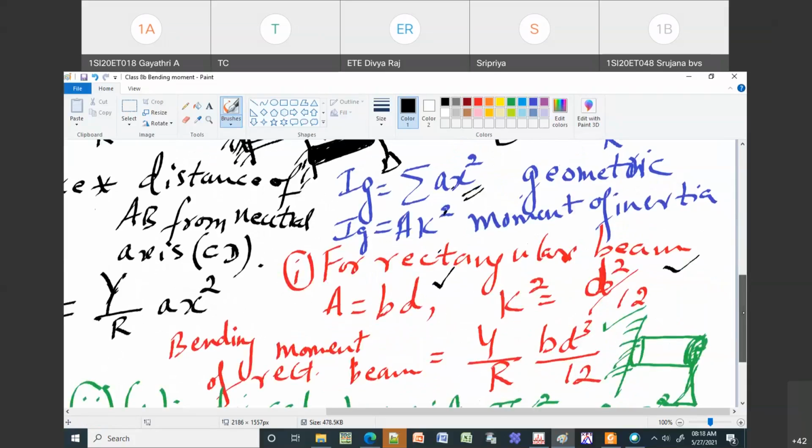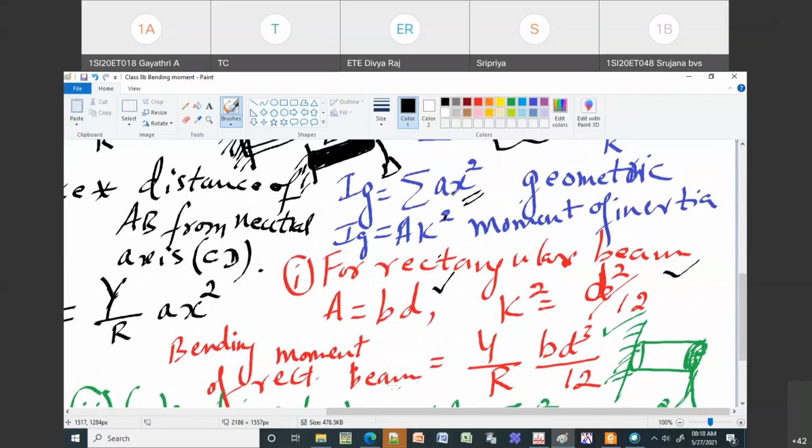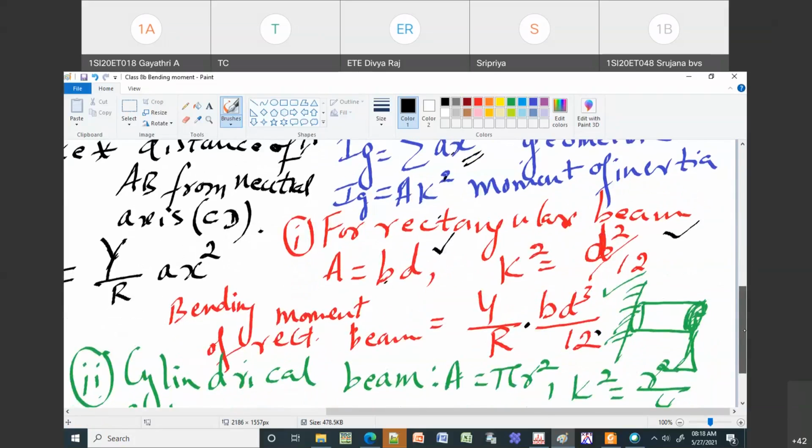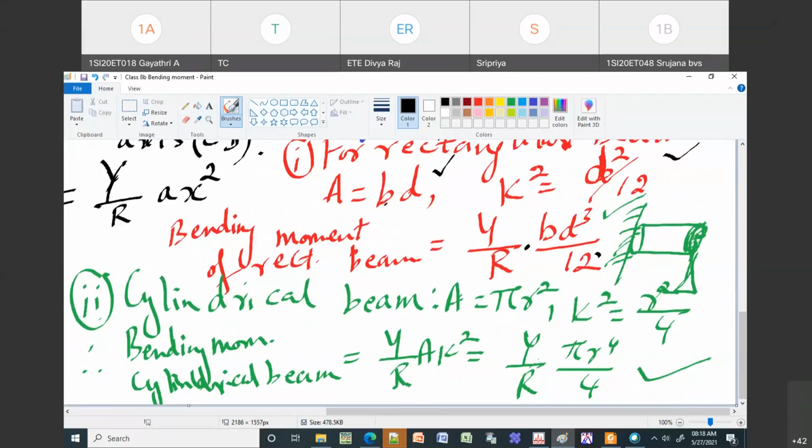And then if you simplify, the bending moment of your rectangular beam will be y by r into Ig. Ig is nothing but A K square, which is BD cube by 12. So this is what you have: y by r into BD cube by 12. The same thing you do for the cylindrical one. So your bending moment is the same, y by r into A K square. So you have to just substitute for your area and your K constant.